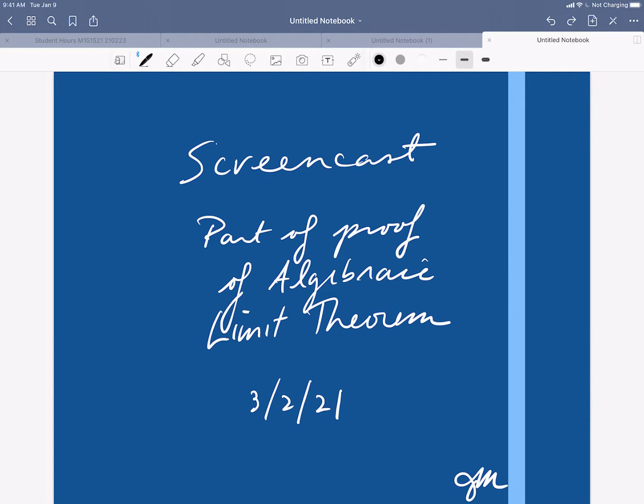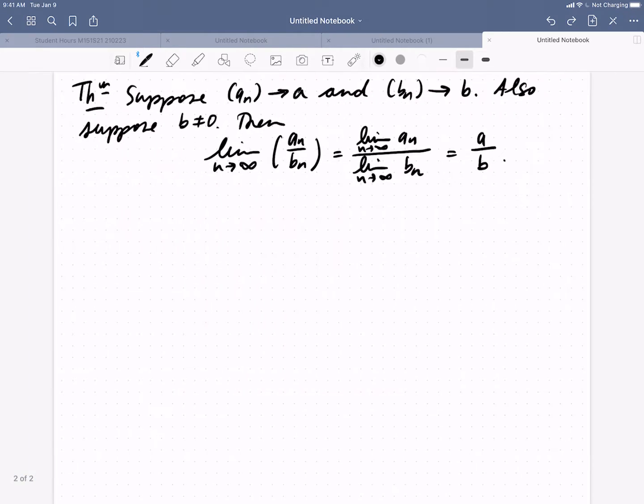Hey there, this is a quick screencast to fill in details on proof of the algebraic limit theorem. Here I'm just going to run through the proof of the fourth part, the part that involves the limit of a sequence created as the quotient of two other sequences. So specifically, here's the statement.